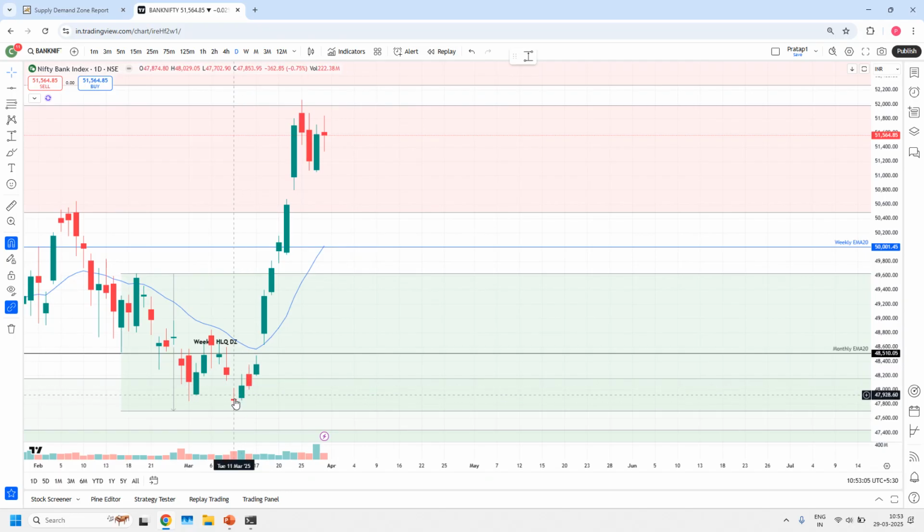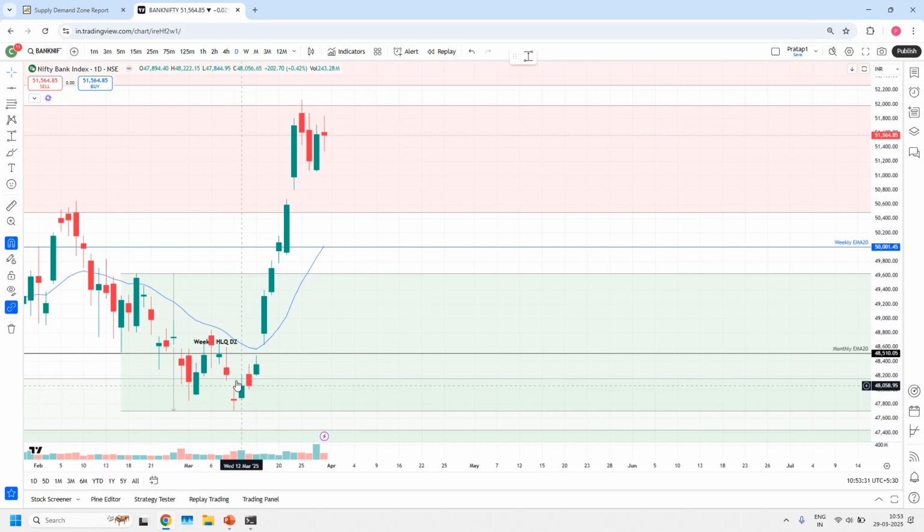So this is 11/3/2025. Generally, people who are not aware of hidden body and hidden zone concepts will be thinking it is a base candle, right? But see how effectively our software identified this zone. Many people are not aware of hidden body and hidden zone concepts, especially supply demand zone traders.